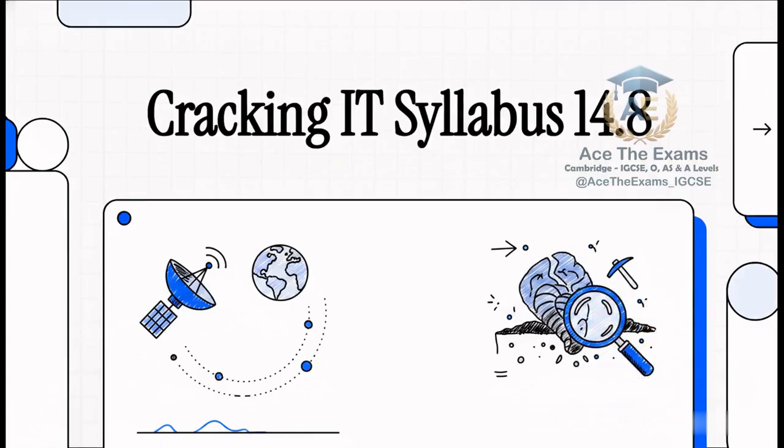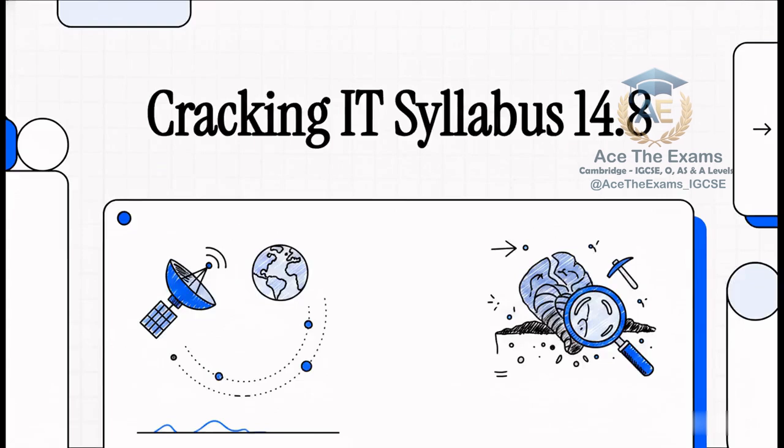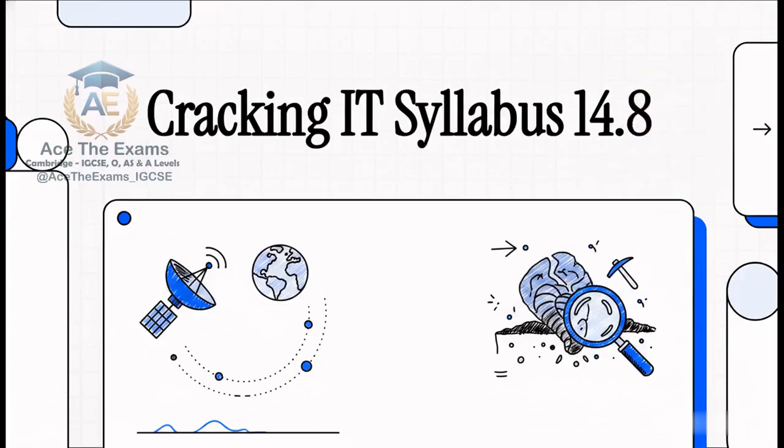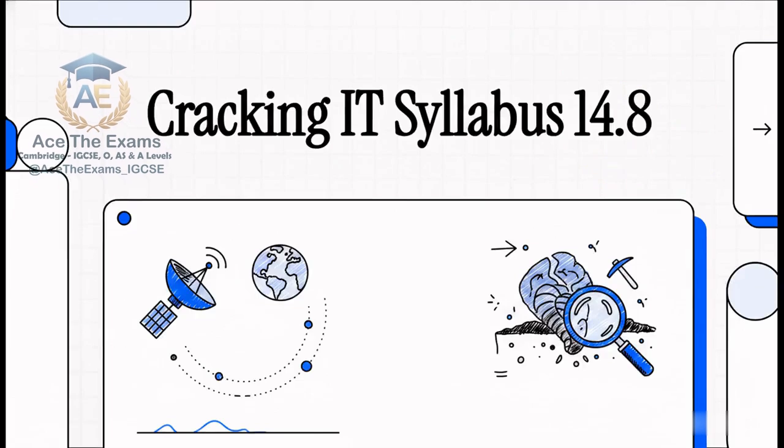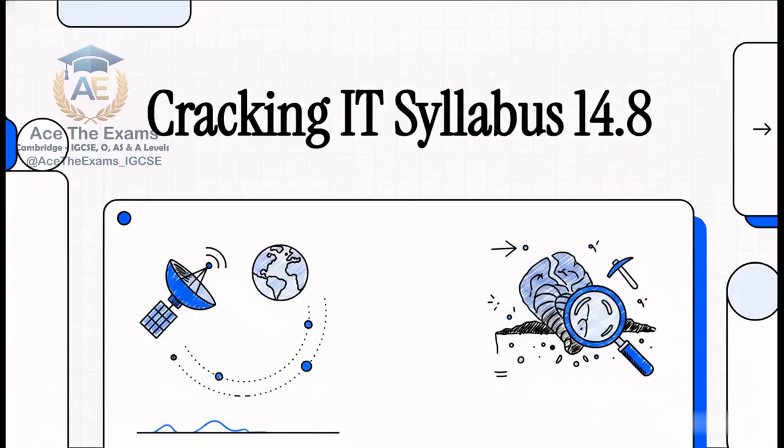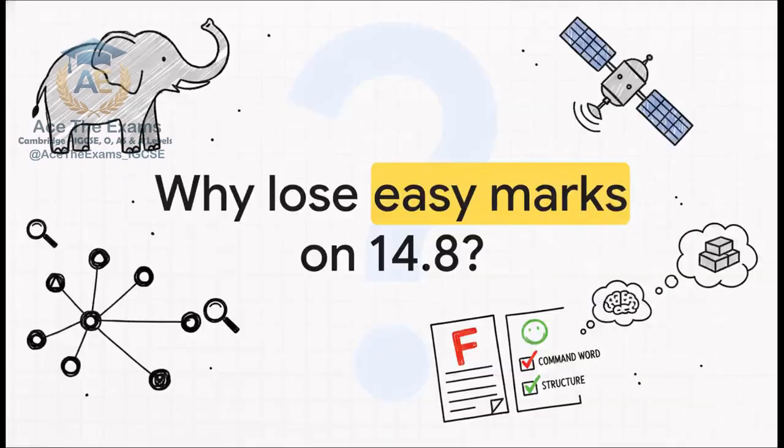To do this, I want you to picture two students sitting in the exam hall right now. Let's call them Alex and Sam. We are going to follow their journey today, and by the end, you'll see exactly how to avoid their mistakes and secure top-tier grades. So let's start with the elephant in the room. Why do smart, prepared students consistently lose easy marks on section 14.8?